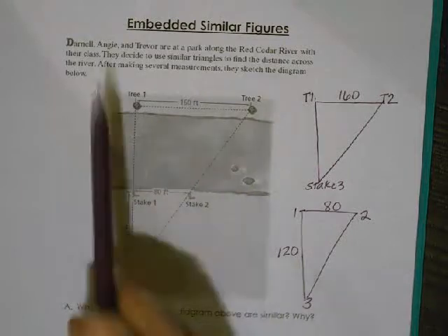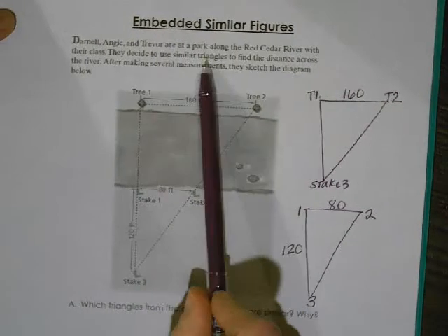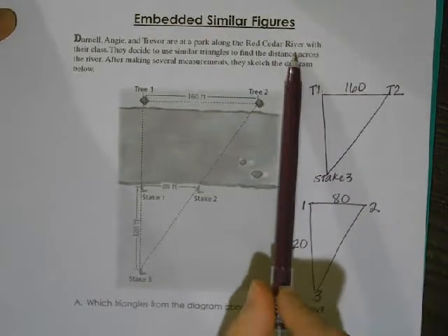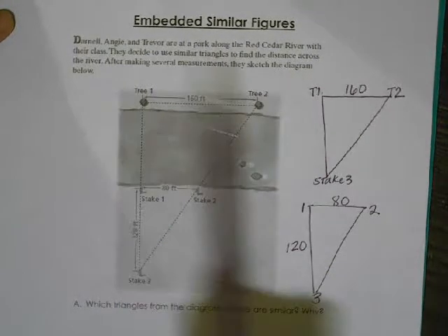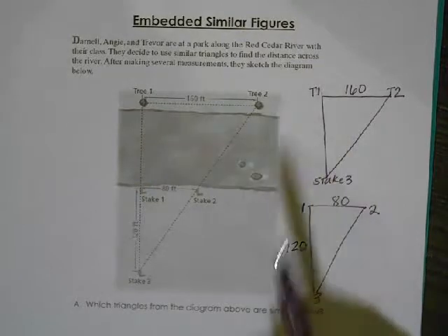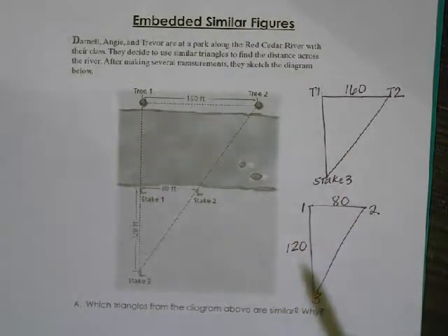So it says Darnell, Angie, and Trevor are at a park along the Red Cedar River with their class, and they decide to use similar triangles to find the distance across the river. Why they do that, I don't know, because they're just kids at a park with their class. Why would they care how long it is across the river? But maybe their teacher said, hey, you can do some extra credit and figure out that distance. But anyways, are the two triangles similar?